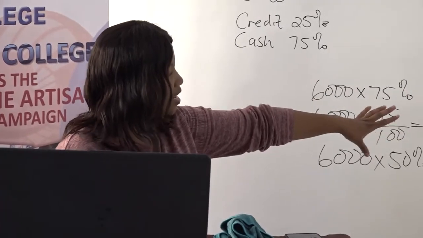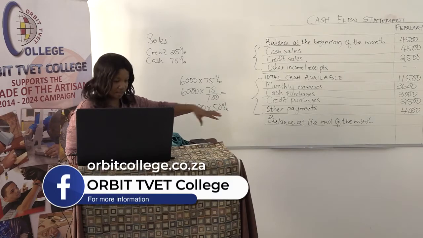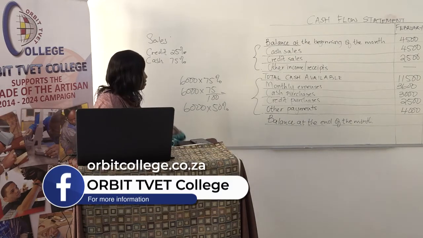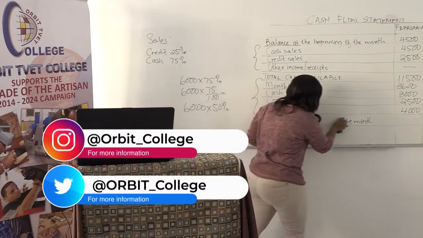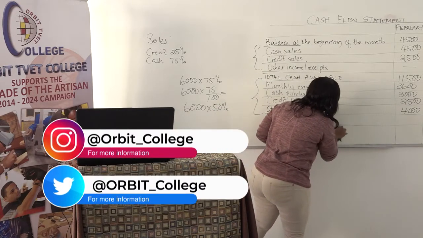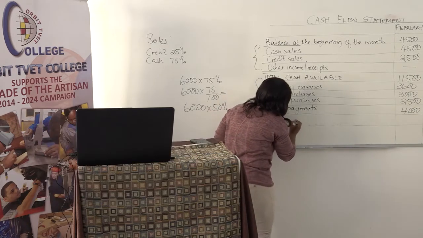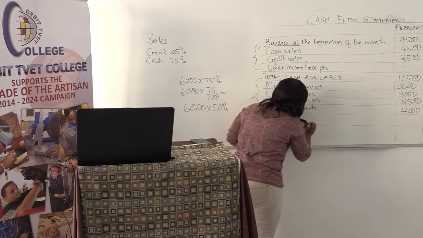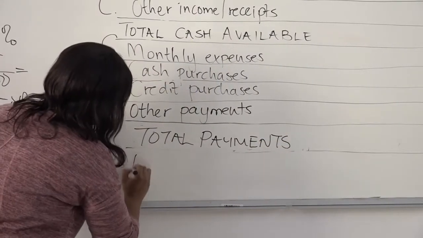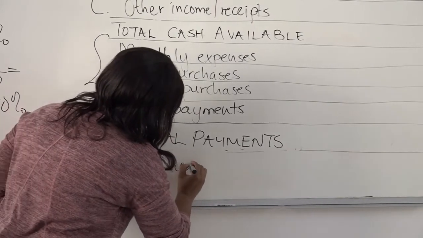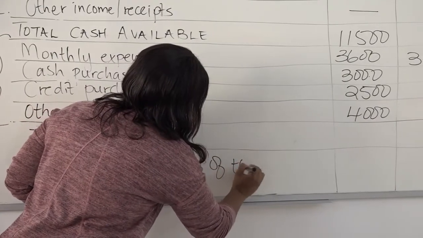So we have an amount of 4,000 rand for other payments in February. After dealing with the cash payments, we need to calculate the balance at the end of the month. Now, I just realized that there's a slight mistake that I made. I was supposed to add the cash payments. My apologies, guys. It's total payments, actually. Then after total payments, we have the balance at the end of the month.